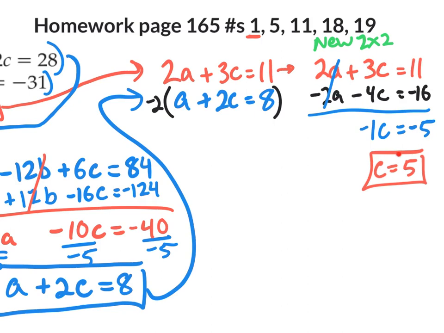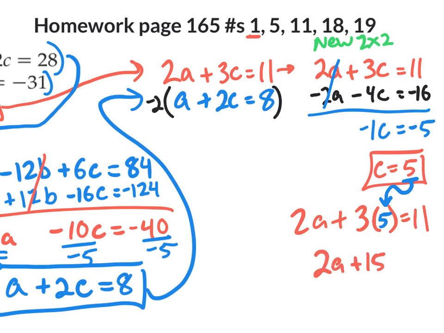So we have the c value of 5. Let's take the 5 and plug it back into any one we'd like. 5, the red one. Okay. So let's go 2a plus 3c equals 11. Let me write that over again. 2a plus 3c equals 11. And I put parentheses instead of c because we know that c is 5. So let's put the 5 right in there. And we have 2a plus 15 equals 11.